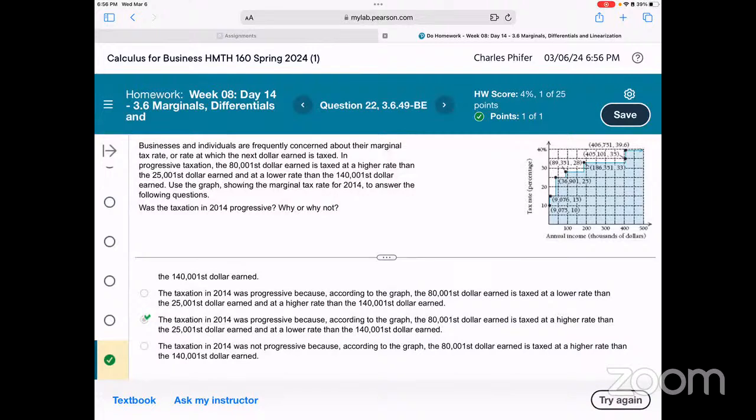Hey, Google, give me a random number between 1 and 25. 11. Okay, let's look at 11.